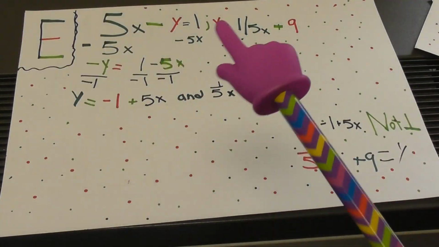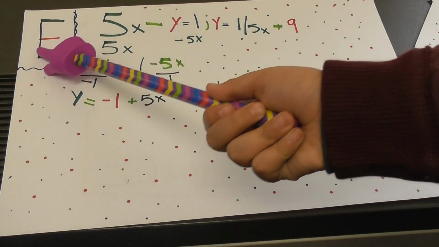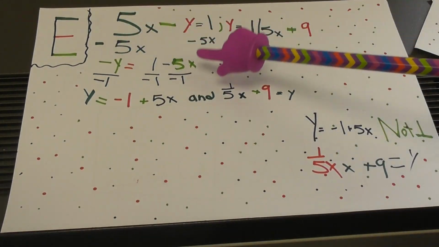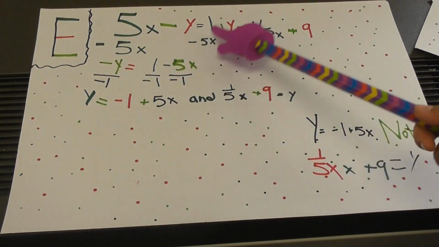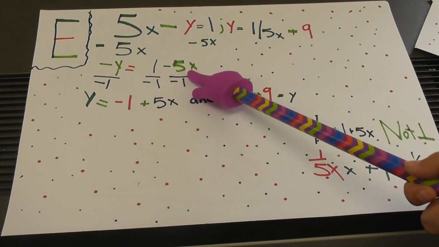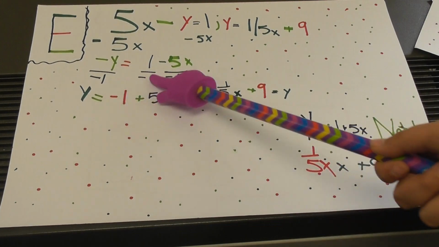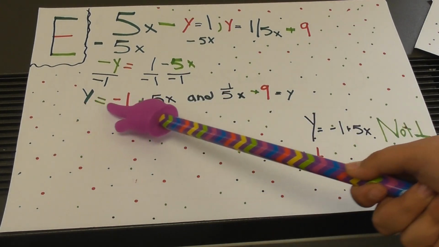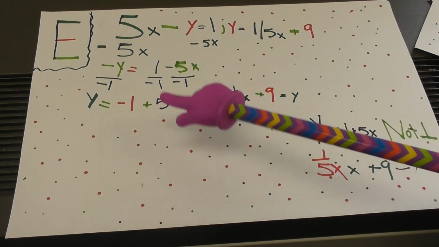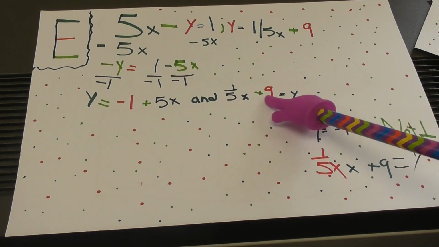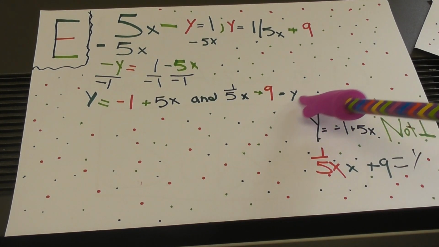The last option we have is option E. The first part of the equation needs to be written in slope-intercept form. We subtracted 5x to get negative y equals negative 1 plus 5x. Since the y is negative, we divided by negative 1 to get y equals negative 1 plus 5x, which is also not perpendicular to negative 1/5 x plus 9 equals y.